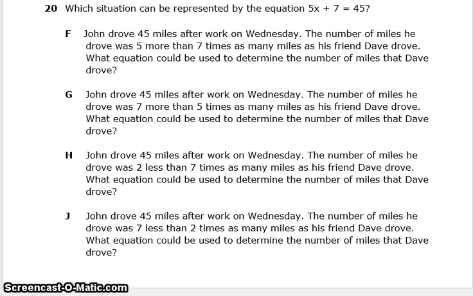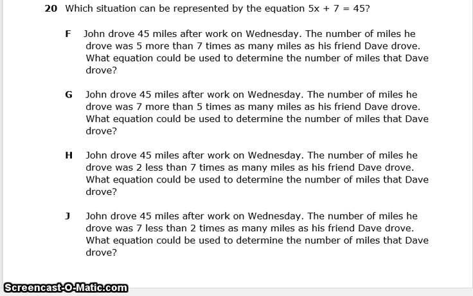G. John drove 45 miles after work on Wednesday. The number of miles he drove was 7 more than 5 times as many miles as his friend Dave drove. What equation can be used to determine the number of miles that Dave drove?